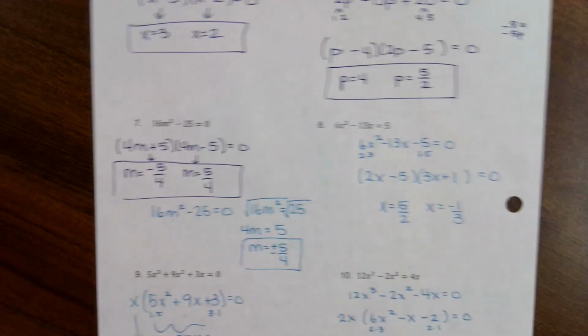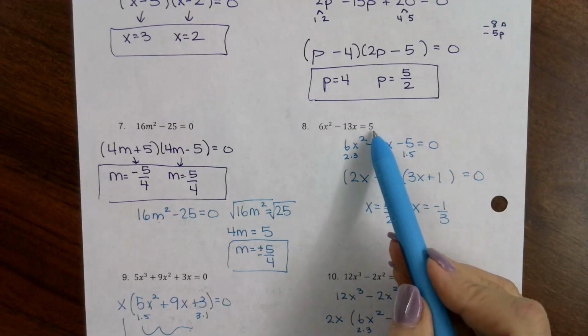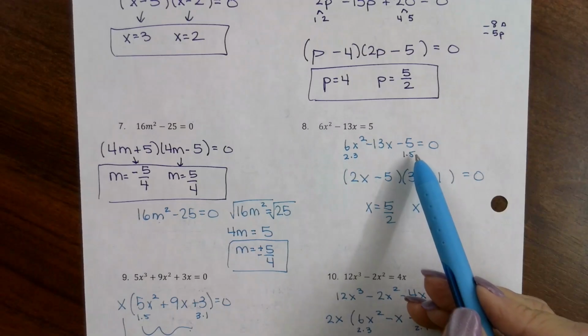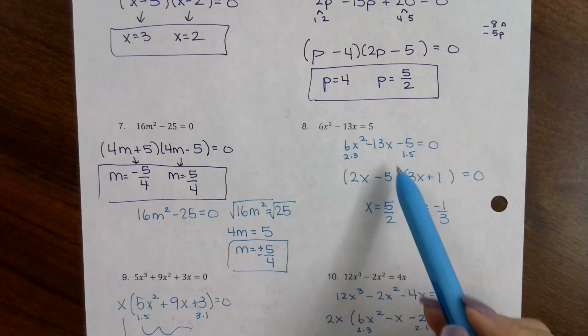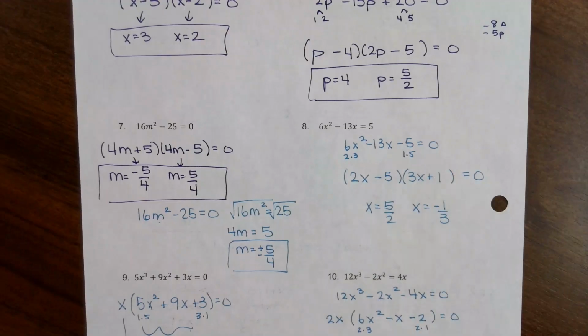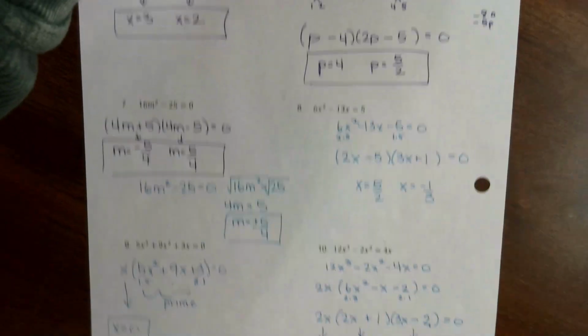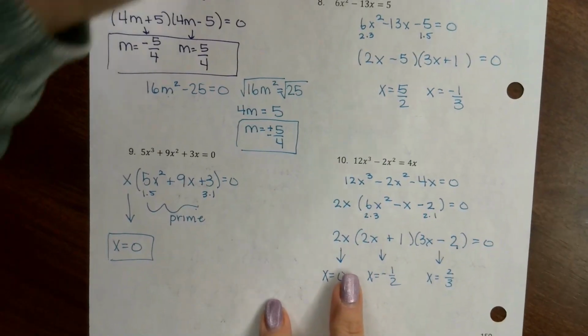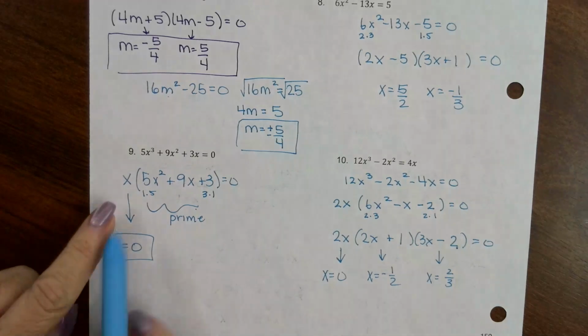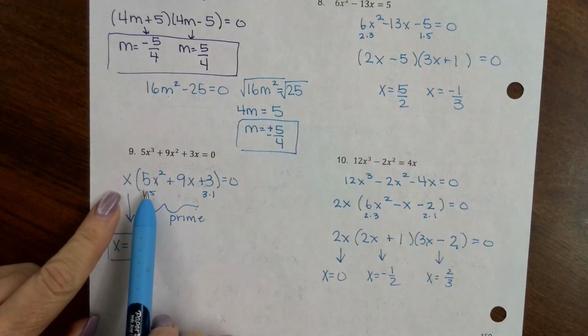Okay, here we go. So, first one, hopefully you saw you have to move the 5 to the other side so that you set the whole thing equal to 0. Okay, let's look at number 9. Number 9 is super tricky. So I pull out a GCF. Here's what's left.